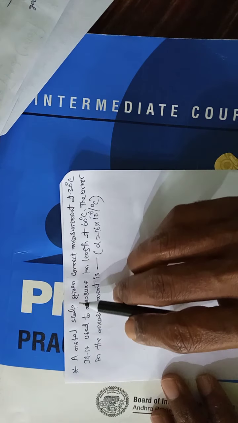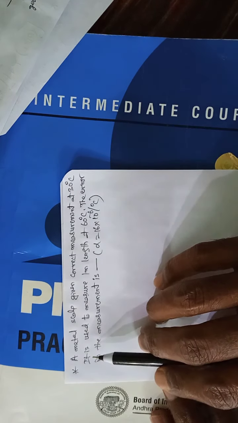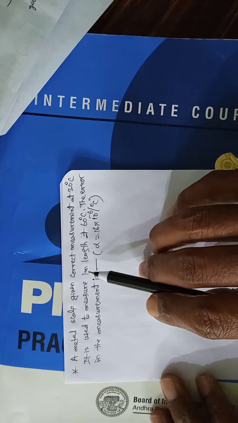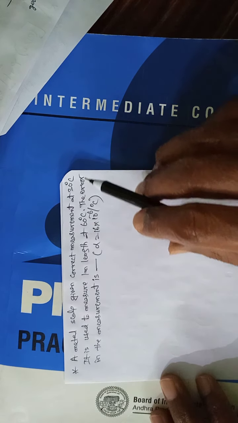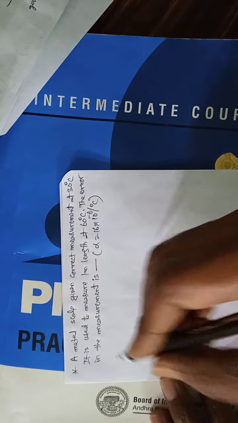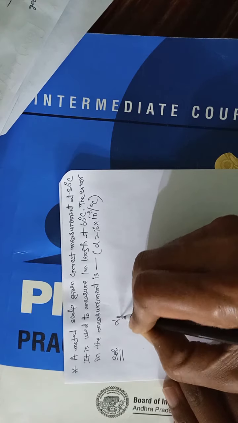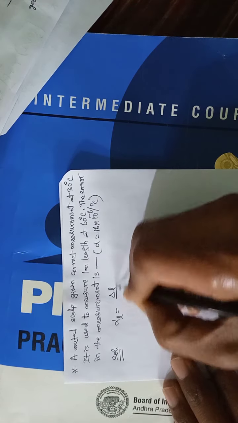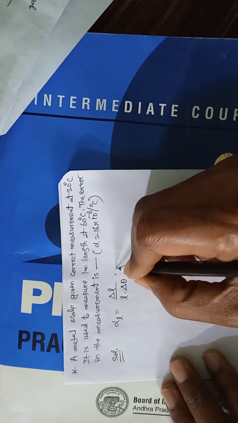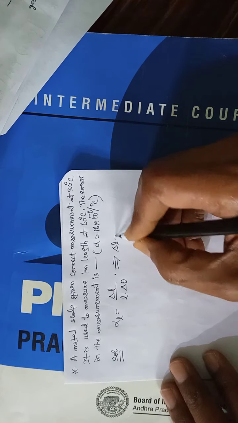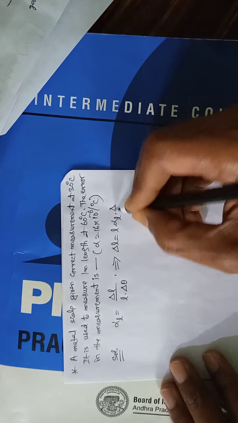A metal scale is given, correct measurement at 30 degrees centigrade. It is used to measure 1 meter length at 60 degrees centigrade. The error in the measurement is: alpha L is change in length by original length into change in temperature. From this we get change in length is equal to L into alpha L into delta theta.